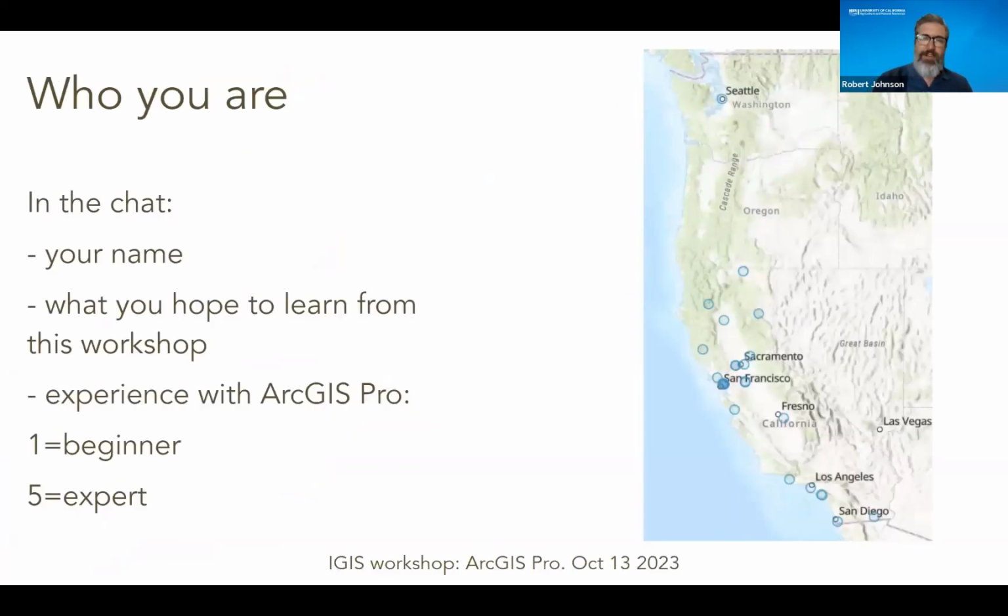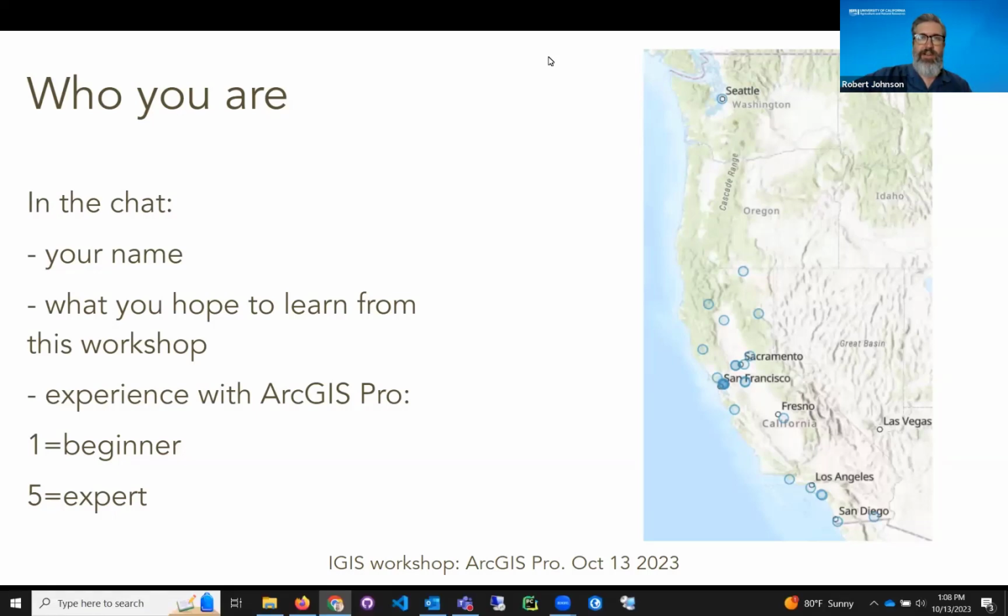And now what we like to do is see who you are. You can see on the right here, we have a map of all of the registered attendees for this. It's a very California-centric group, but we do have someone up in Seattle. That's nice. And we like to just have you in the chat at the beginning here. Just give us a little bit of what you would like to get out of this workshop, and also your experience with ArcGIS Pro, 1 being a beginner and 5 being expert. So let's open up the chat and see what you have to say.